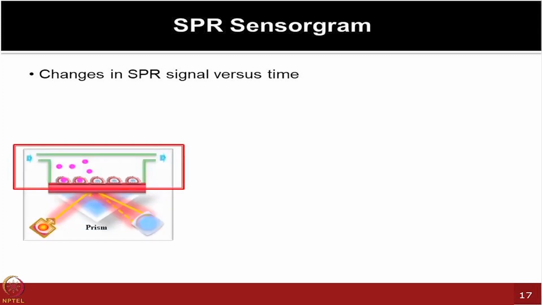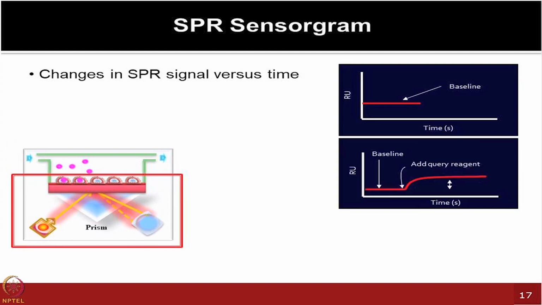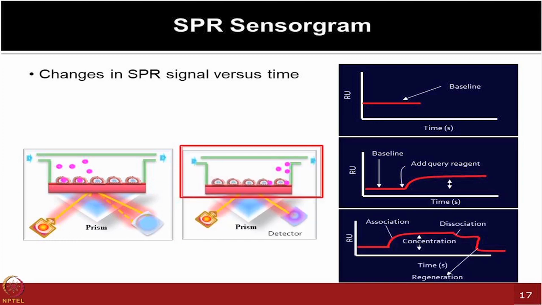For example, initially when the molecules are just coming in and starting to bind with the antibody, you can see there is initially a baseline which is stable. As the reactions happen, there is some binding happening, you can see an on rate, the association of these molecules, and then after some time they will get saturated.